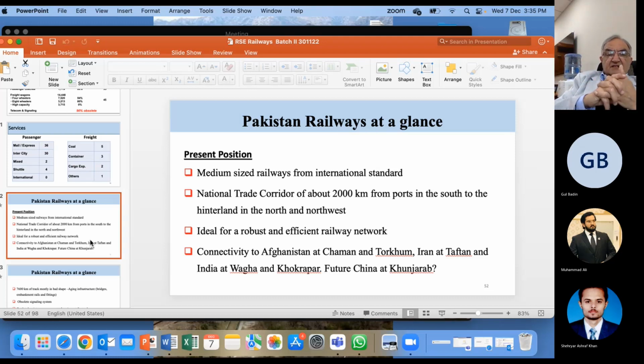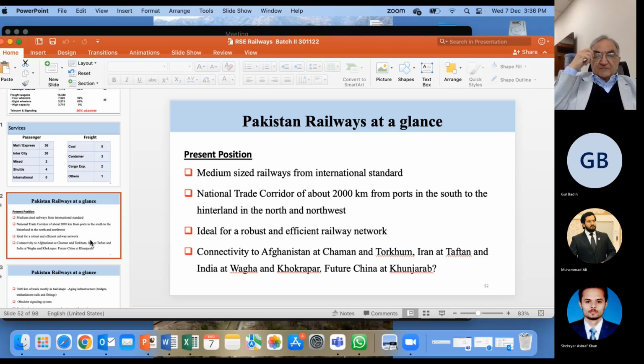Then, as I said, a national trade corridor about 2,000 kilometers from Karachi ports in the south to the hinterland in the north and northwest. One of the best located countries for a railway. Geographical stretch is so ideal for a good railways, frankly, and we need it, and we need to upgrade it. And we can't leave it like this. And that is why the government now is thinking of upgrading these railway lines. But a lot of money is required. And all the time, our problem is of deficits. Then ideal for robust and efficient railways, as already said.